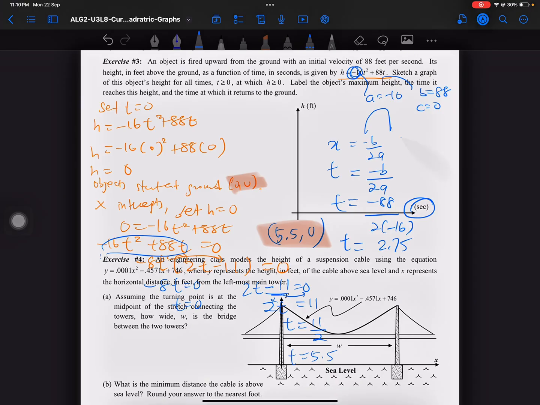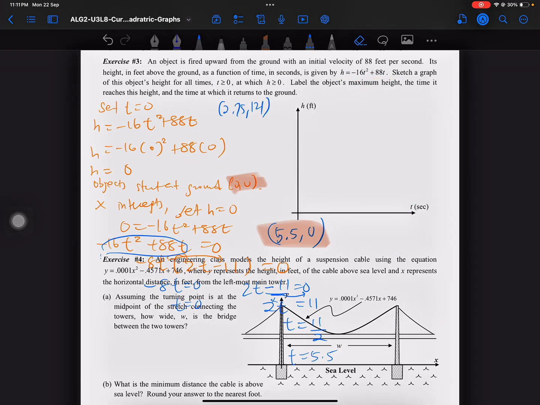So to find h, put it back in the original equation. I change t to 2.75 and I will get 121. So my h is 121. So the third coordinate I have is 2.75 and 121. So I will erase everything. And I know that the maximum height is 121 feet at 2.75 seconds.